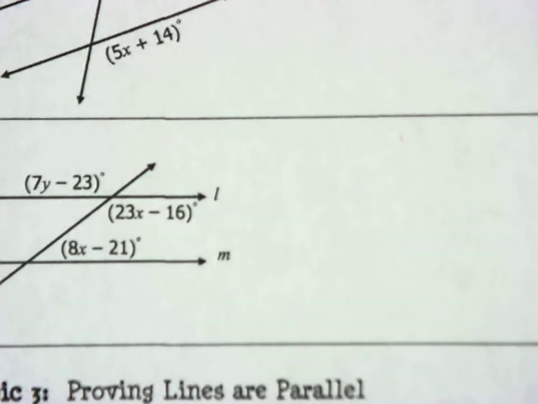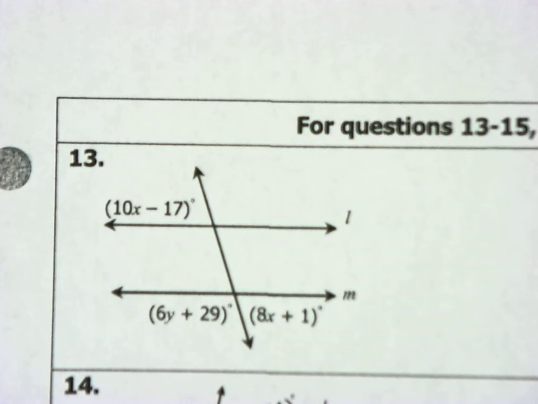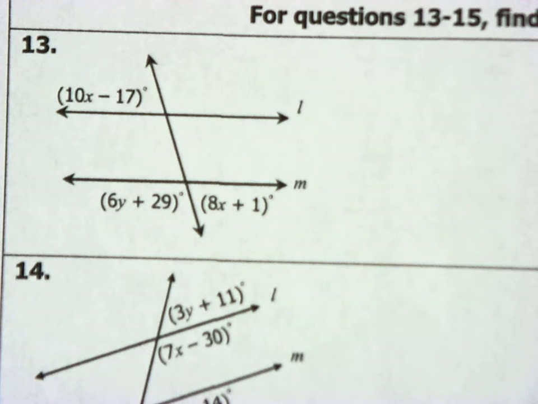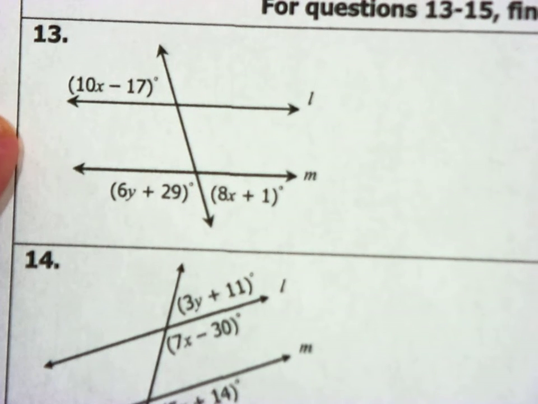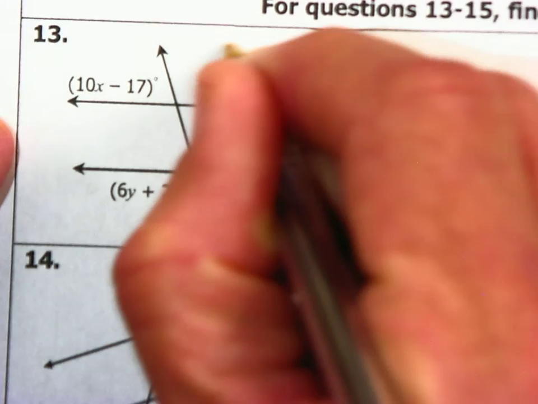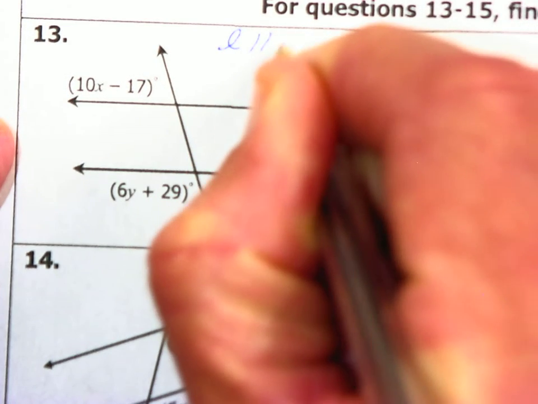All right, one more with these parallel lines. Let's try number 13. I believe it's parallel lines. Yes, you can't see the instructions, but it actually says that L is parallel to M. So I'm going to write that here: L is parallel to M.